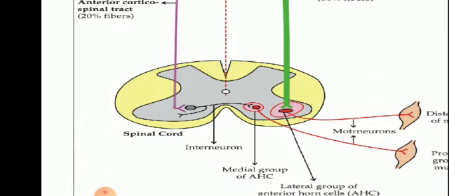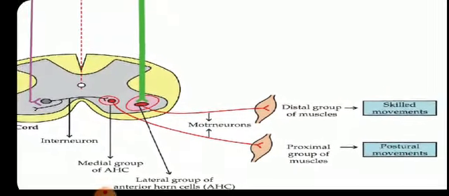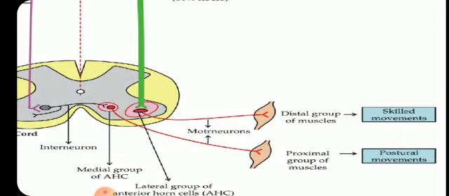So the lateral corticospinal tract terminated on the lateral group of cells in the anterior horn of the spinal cord, but the anterior corticospinal tract or the ventral corticospinal tract fibers, through the interneurons, terminated on the medial group of anterior horn cells. Now the motor neurons arising from the medial group of anterior horn cells supply the proximal group of muscles, which takes care of the postural movements of the body.